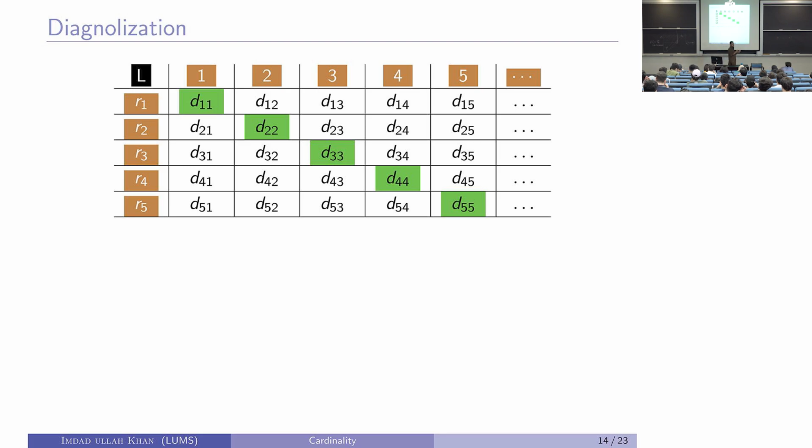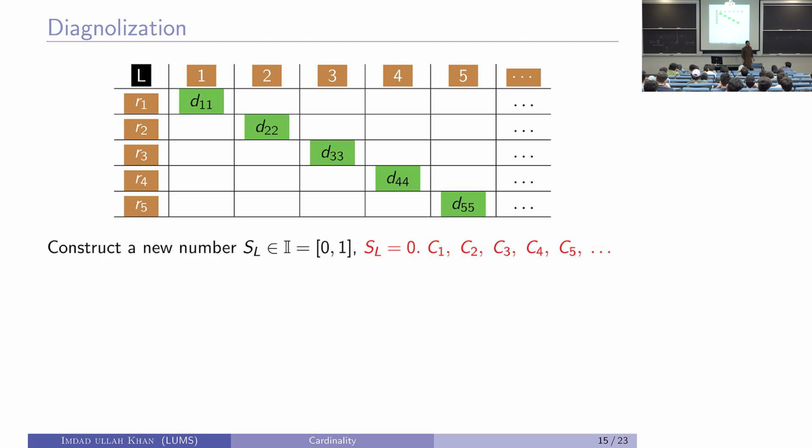Okay, I am going to construct a number. I will look at this list L, and this number I will call SL. I will make sure the number is between 0 and 1, so it belongs to the set I, and that number will be 0 point some digit C1, then some other digit C2, then some digit C3, then C4 and C5. Is this clear? These are just writing, I am constructing a number, or I am writing a number. Okay.